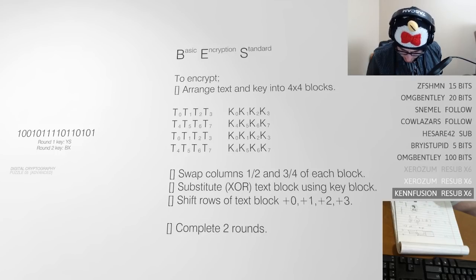00001, or no, I'm sorry. Where were they? 0101000, 01000111, which was 80 and 71, which was P and G.